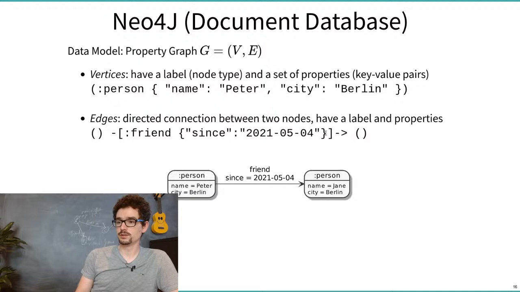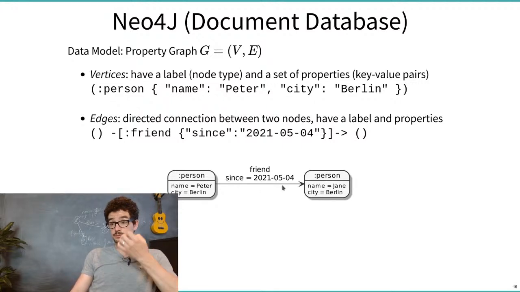And the graph, which results in that, can then look like that. So we have a person node, so of label person, and another node with a label person, and this person node has two properties, name and city. They are connected via an edge friend, and then this friend edge has one property, since, and that is that date.